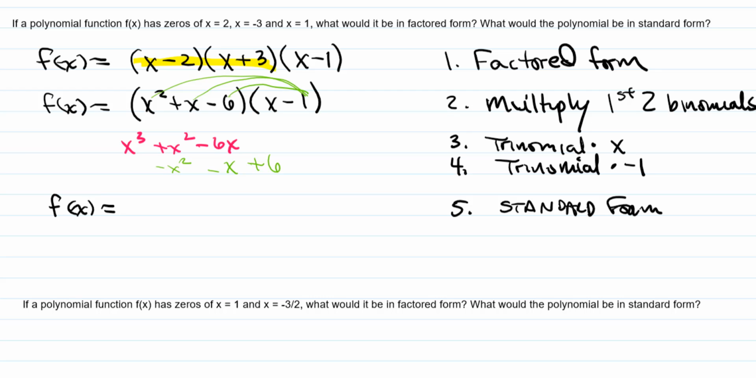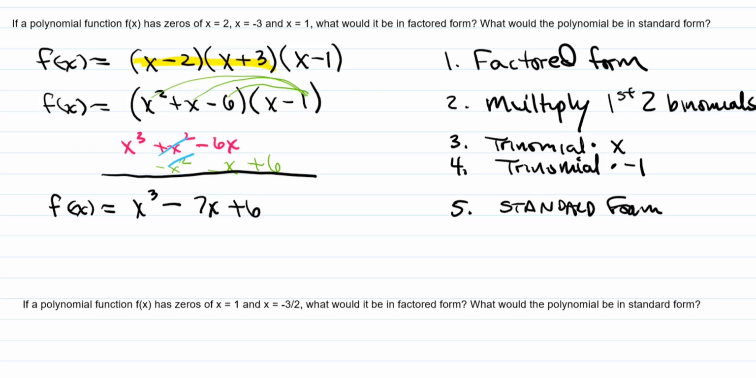Now, technical stuff, make sure you have f of x equals, because that's the name of our function. If I combine these terms previously, if I add them up, and that's why I like to do it in this technique, because everything's lined up nicely and easily, I'll end up with x cubed. Now the x squareds happen to cancel out, so that's cool. I don't have to worry about them. And then -6x minus x gives me minus 7x, and then plus 6. So that's the standard form of my polynomial with zeros of x equals 2, x equals -3, and x equals 1.